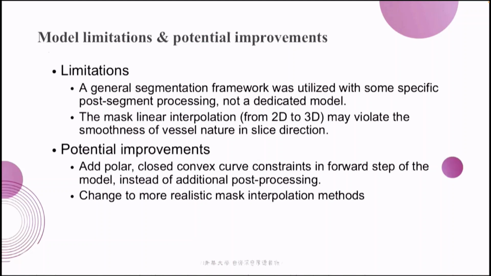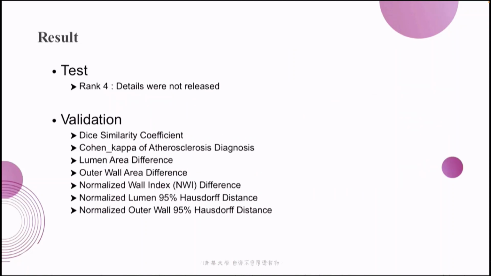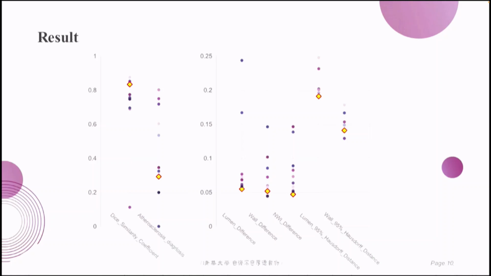For the final evaluation, we ranked fourth among all teams. The detailed results of the test set have not been published by the organizers, thus we calculated specific results of the proposed model on the validation set. The metrics contain the similarity coefficient and so on. The results of the proposed model are marked with yellow rectangles. The similarity coefficient reached a good level of 0.834.